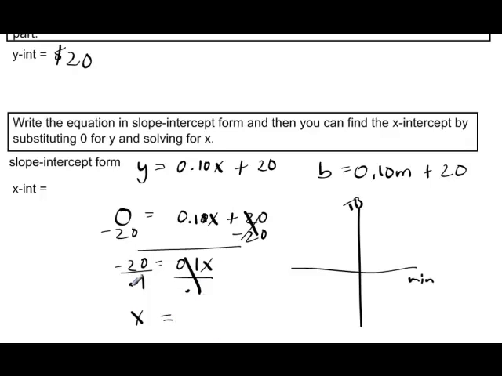So a negative times a positive is a negative. And then 20 divided by 0.1 means I move the decimal over. So I have to move it over here and bring it up. Add that 0. And now 1 goes into 200, obviously 200 times. So x is negative 200 in this instance.